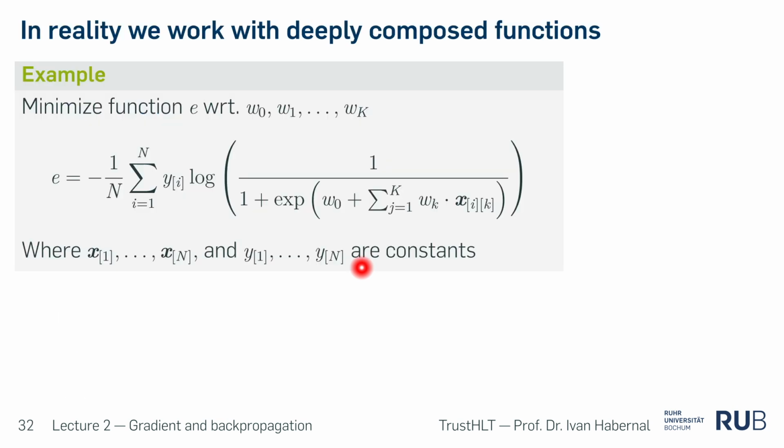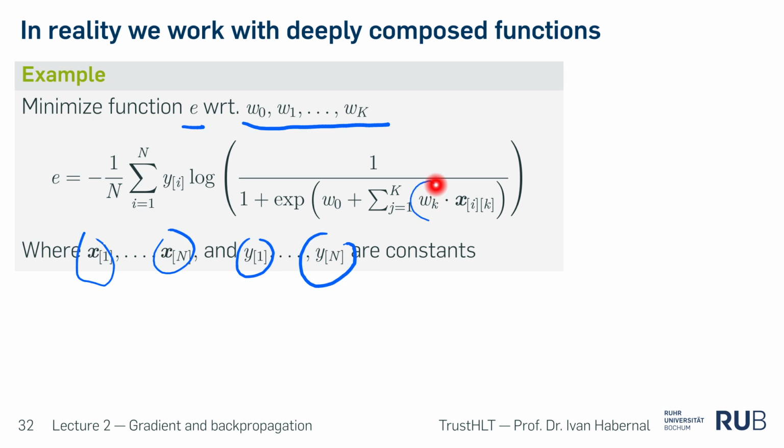So, okay. In reality, our functions are actually bigger. We have many more parameters. For example, if we want to minimize a function E with respect to all these w1, ..., wk, the function might look like that. It's a sum of something, and some numbers are constants, and some numbers are the parameters. These are the parameters or weights. Now we are calling them weights because of the W.